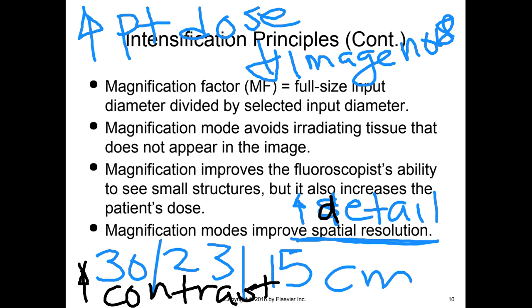As far as spatial resolution is concerned, typically our machines are going to be able to show us up to 6 line pairs per millimeter. And if you remember some chapters ago, that's how we measure our resolution, in line pairs per millimeter. I think that is it for this slide.